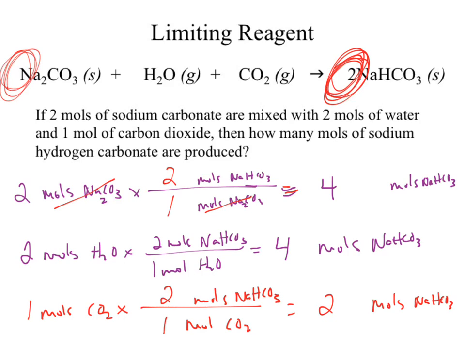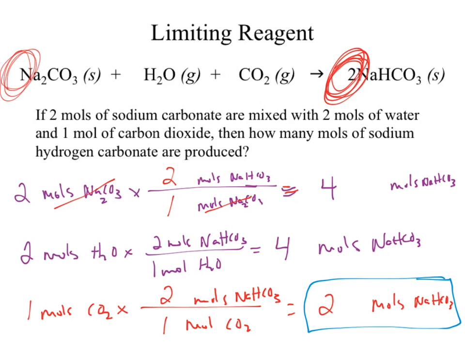What is the most sodium hydrogen carbonate that I can make? 4 is bigger than 2. Why do we say 2? I then run out of materials. Once I made 2, I have no more CO2. I can't make any more of the other ones. Right? So the maximum amount I could make would be the 2 moles of sodium hydrogen carbonate.